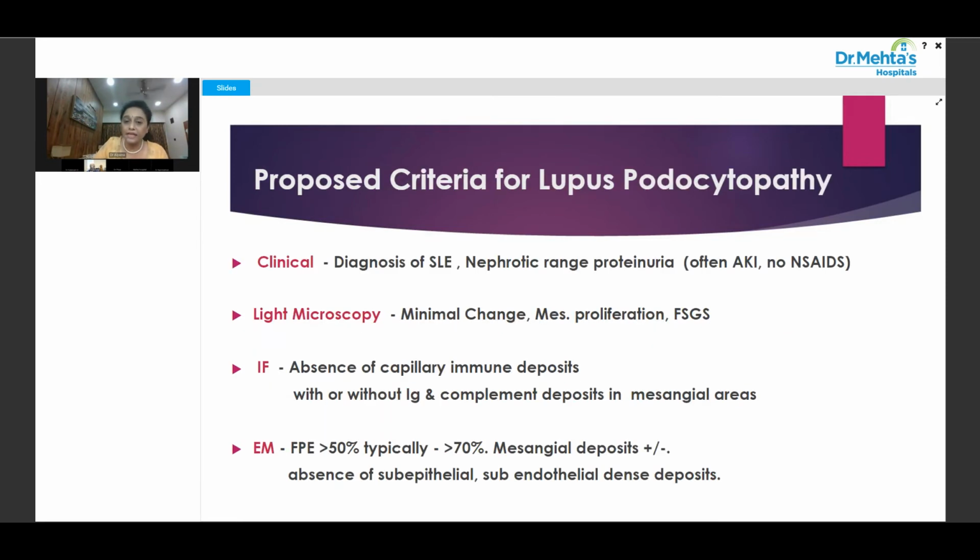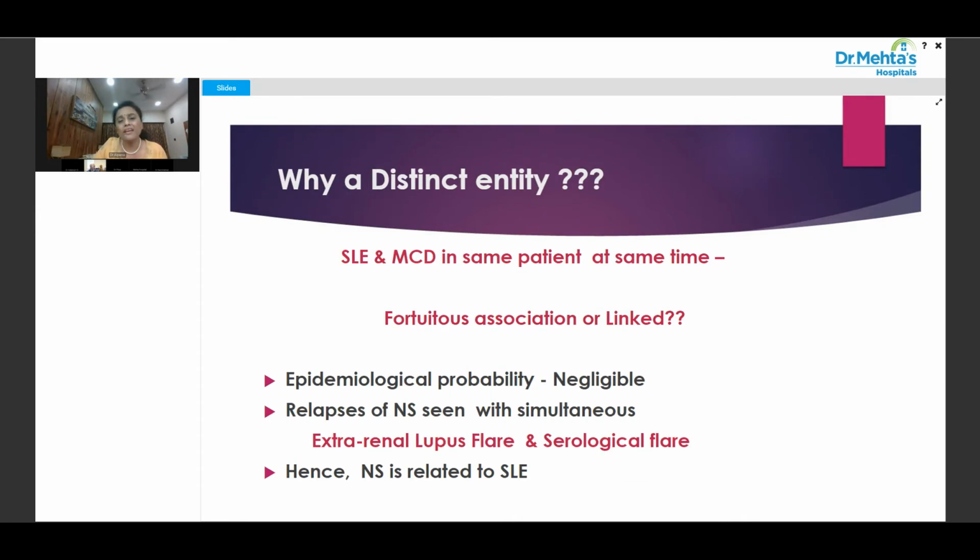Proponents of this entity have also proposed criteria. The clinical criteria being you have to have SLE, you have to have nephrotic range proteinuria. Light microscopy may show minimal change, mesangial proliferation or FSGS, but IF must have only mesangial deposits and not capillary deposits. And EM has to have foot process effacement to the tune of 50% or 70% or more. And there should be no capillary deposits. Mesangial deposits are permissible.